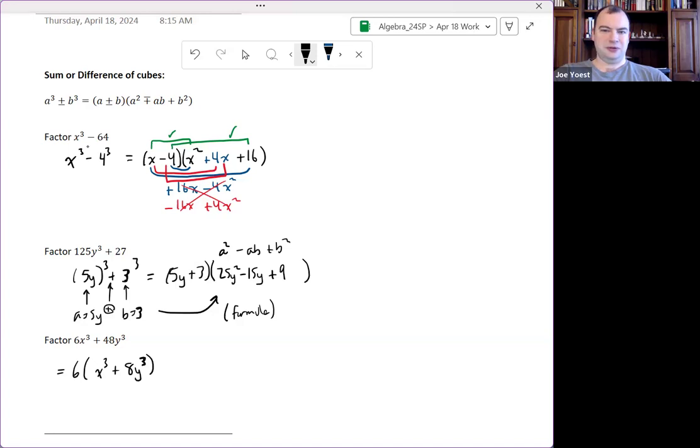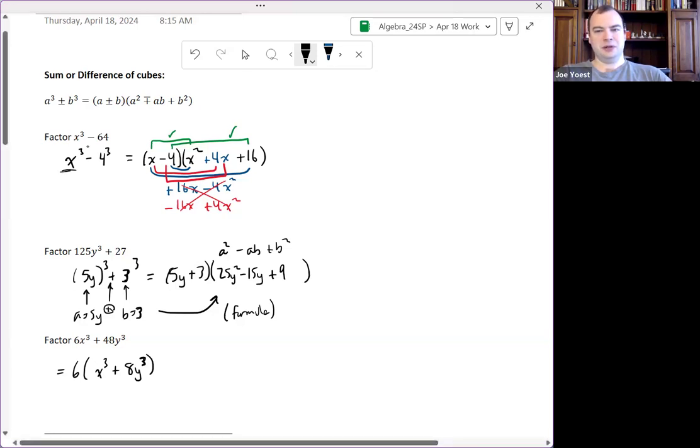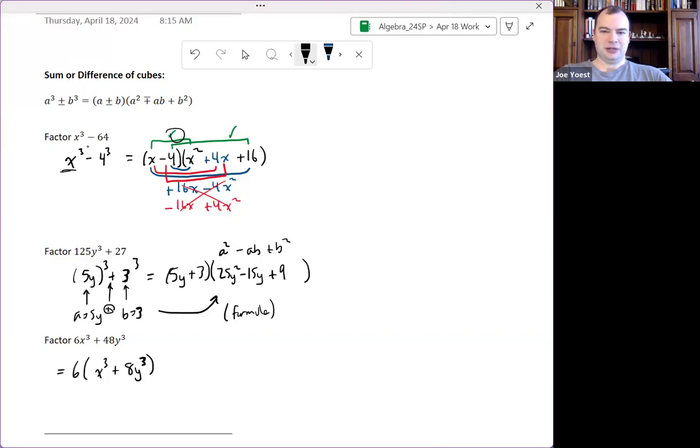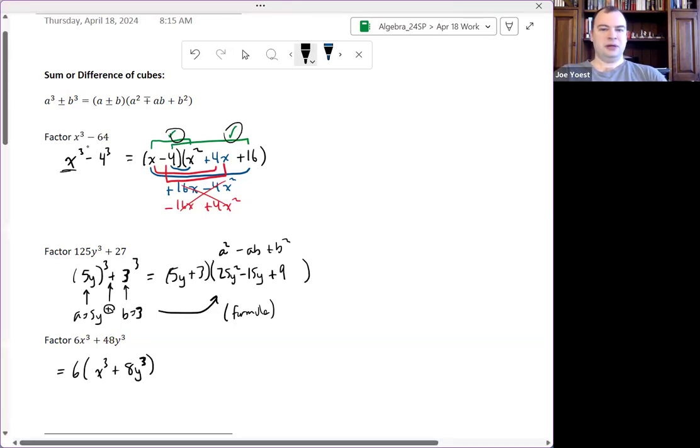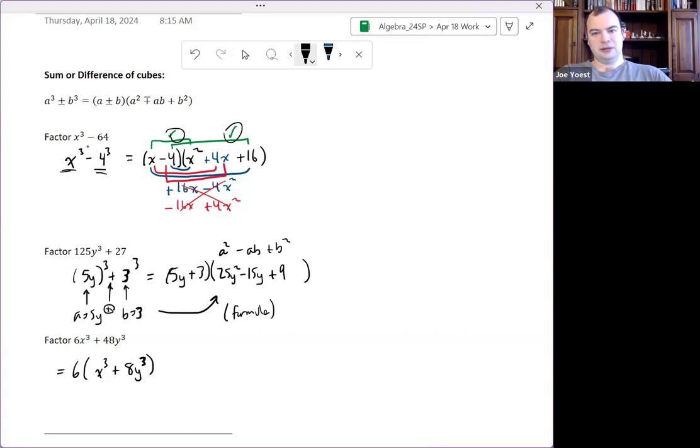I know that x minus 4 is going to factor out. What am I going to be left with? Well, x has to multiply x squared to get x cubed. I want to keep that bit. And then minus 4 has to multiply plus 4 squared, or in other words, plus 16, to get my minus 4 cubed.